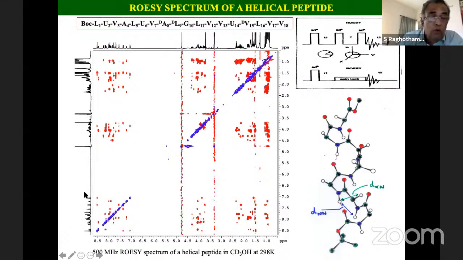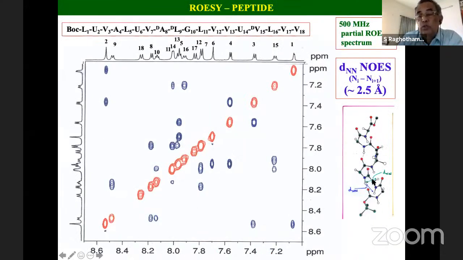Now you see a lot more cross peaks in the NH region. So we can simply concentrate on this NH region and blow it up. You can literally walk through this helix. Now, this is the particular sequence, an 18 residue peptide.